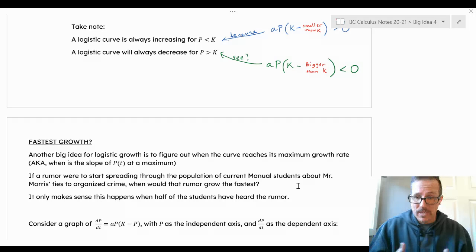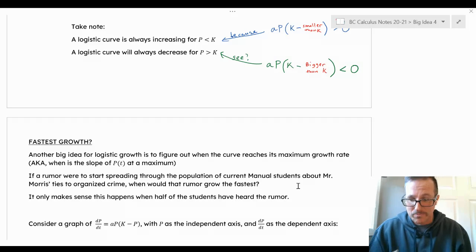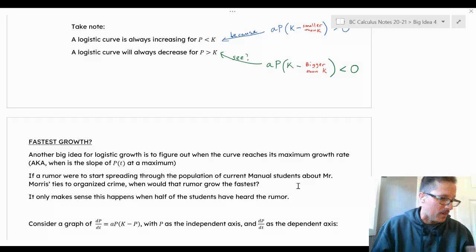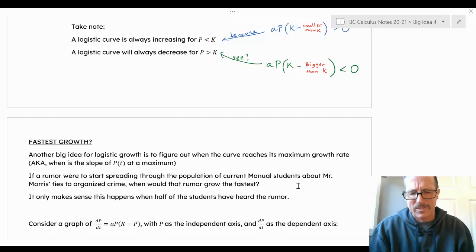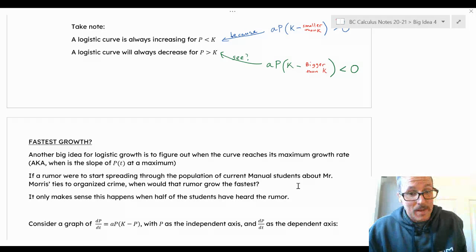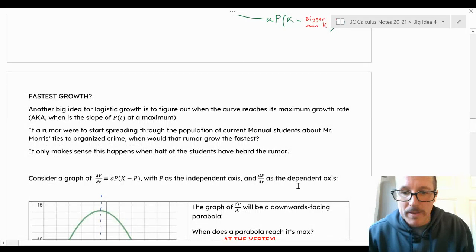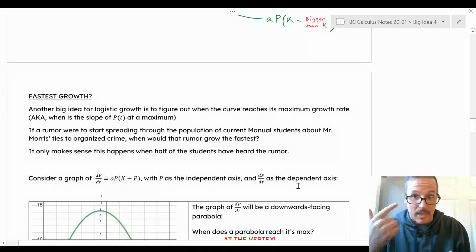Because as soon as half of the population hears about it, I can't find as many people to spread this rumor. People have already heard it. They're like, where were you? I heard that last week. You're behind the times. It just makes sense. So let's look at maybe the mathematics behind that logic.